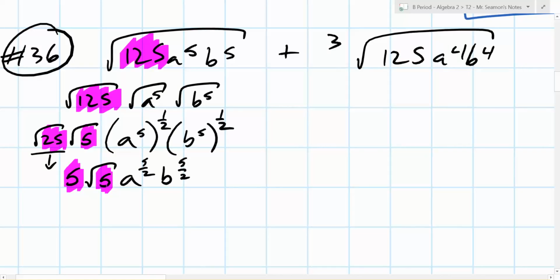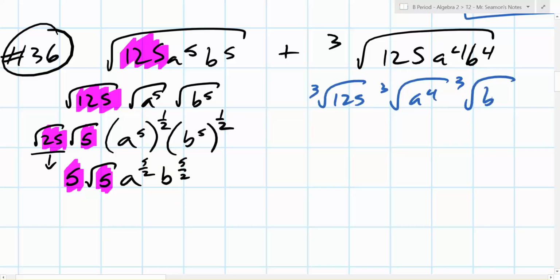5√5. That's what the important thing is. The other piece, there's different ways to structure it. On the other side, are we dealing with the square root? No, we're not. So we have the cube root of 125, the cube root of a to the 4th, and the cube root of b to the 4th.